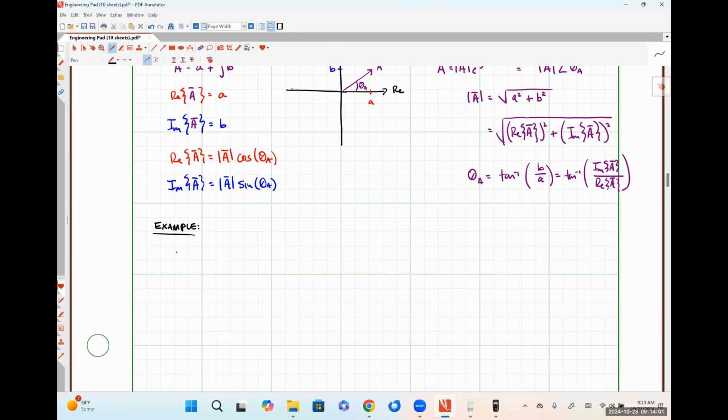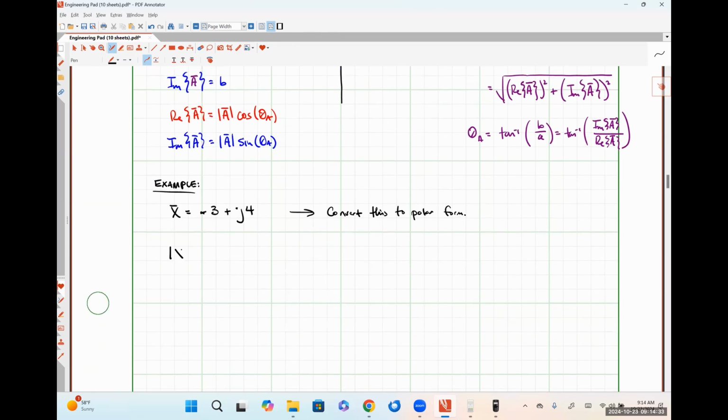So let's say that I have a complex number x that is -3 plus j4. And I want to simply convert this to polar form. We're going to start doing this by hand, okay?